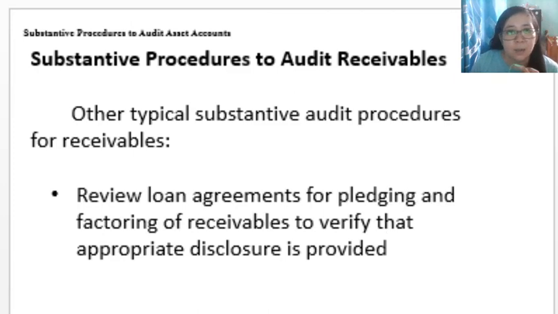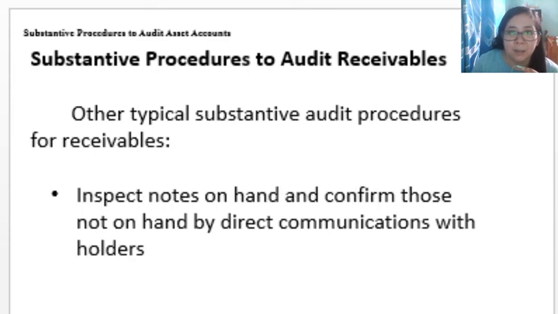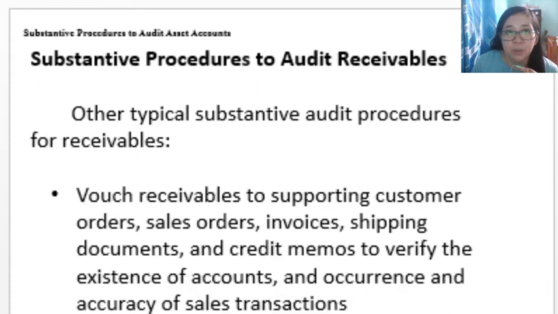Okay, another is the auditor can also review the loan agreements for pledging and factoring of the receivables. So this procedure is done to verify if appropriate disclosure is also provided for. So this is very important. Another is to inspect notes on hand and confirm those not on hand by direct communications with the holders, because this might result in overstatement of the receivable, especially if the entity does not have the right to collect from such notes or receivables.